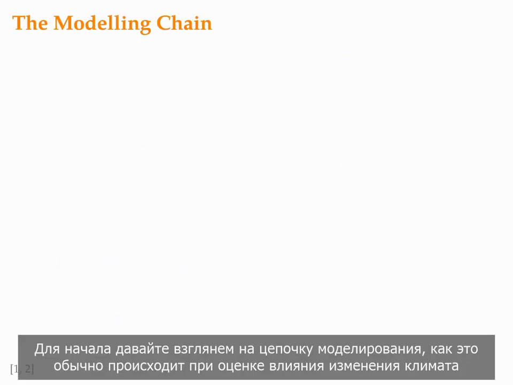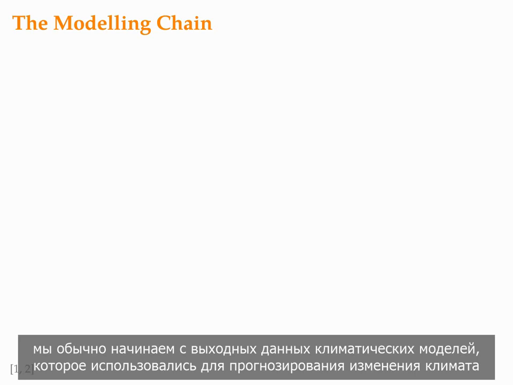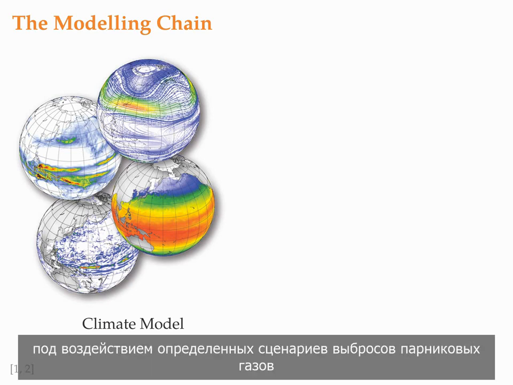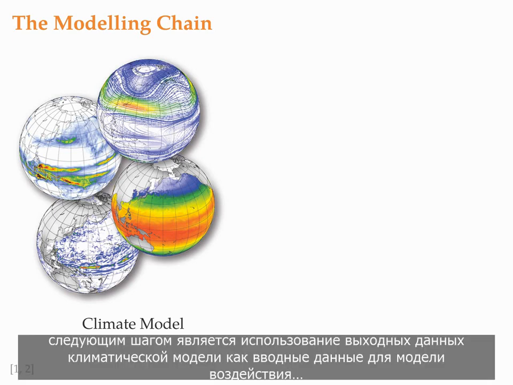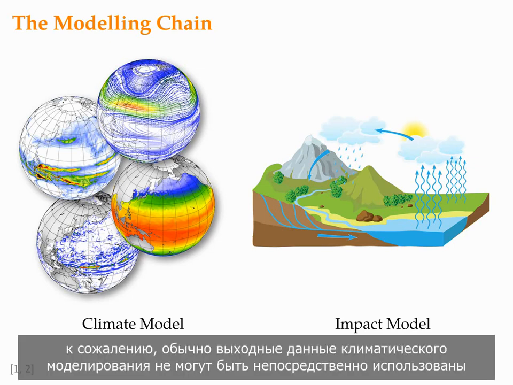To begin with, let us take a look at the modeling chain as we typically have it in climate change impact assessments. We usually start with the output of a climate model that was used to project how the climate changes under certain future greenhouse gas emission scenarios. And then what we usually want to do is use the output of that climate model as the input of an impact model, such as a hydrological model, in order to simulate how the projected climate change impacts other parts of the Earth system.